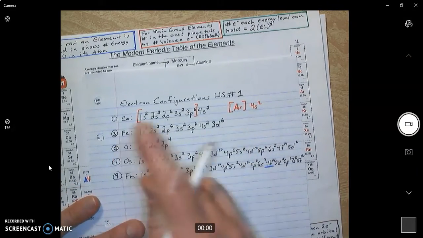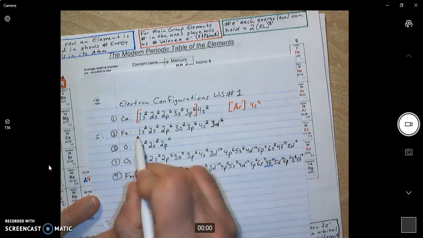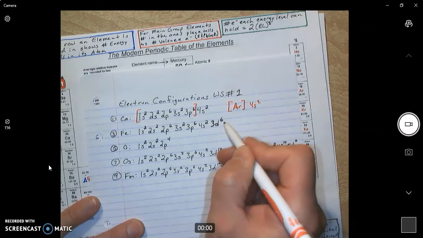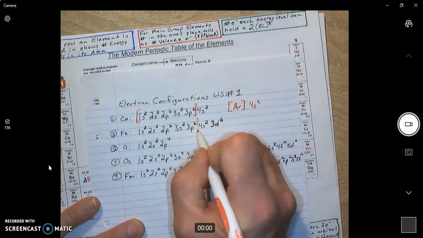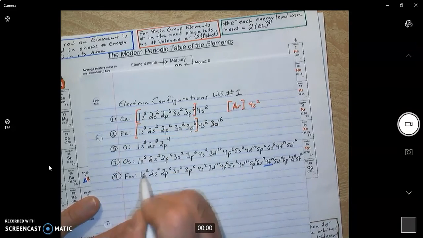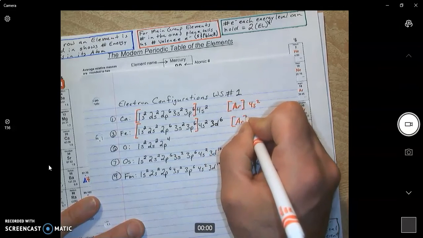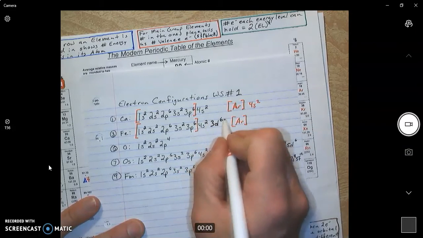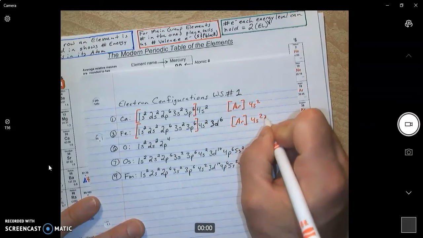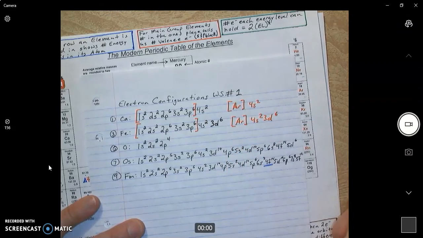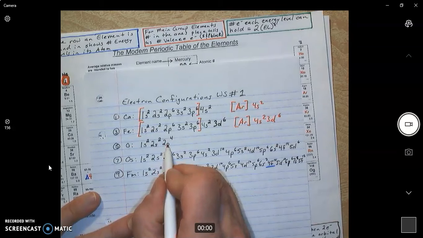Let's do iron. Well, we already did iron, but let's do it again. Write out the configuration, go backwards until you hit a p6. Alright, so what is 3p6? That's argon. And 4s2, 3d6. Alright. Let's go to this one.